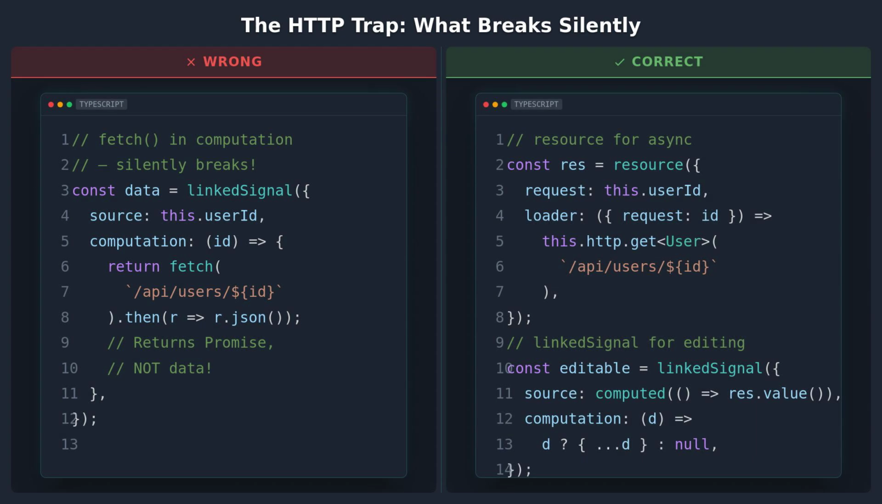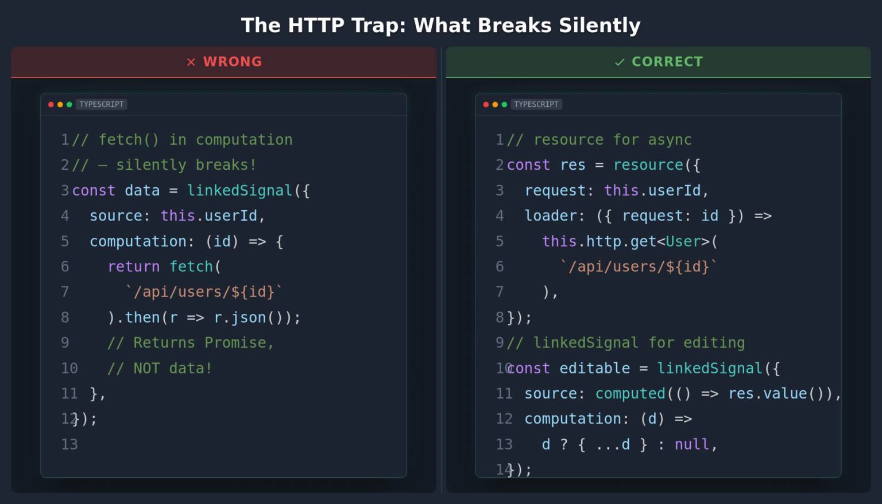On the left, the anti-pattern. Someone puts a fetch call inside the linked signal computation. It looks reasonable. You want derived data from the server based on a source change, but this silently breaks. Linked signal computation must be synchronous, pure, and deterministic. A fetch call is async. It returns a promise, not data. The computation finishes before the response arrives. Worse, there is no error, no warning. The signal just holds a promise object instead of your data.